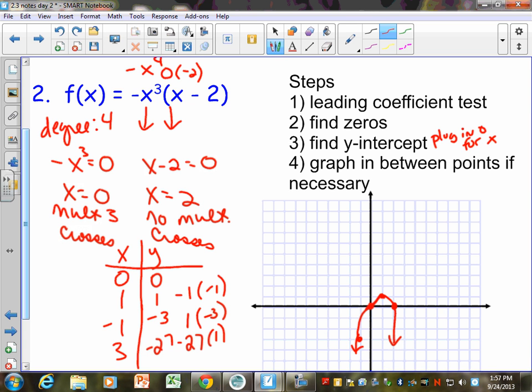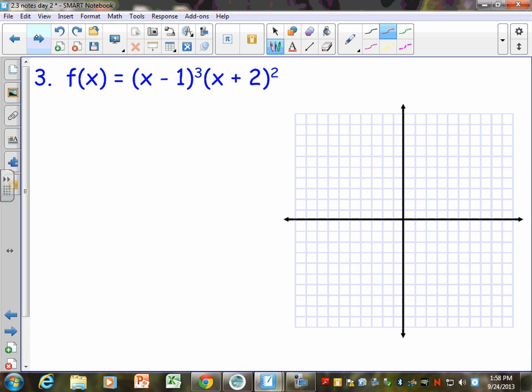But there's a difference between those 2 zeros. One has a multiplicity, one doesn't. How do you feel about that? Overjoyed. Let's do another one. Find the zeros, state the degree, crosses, multiplicity, all that fun jazz.